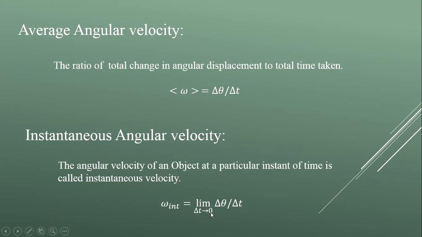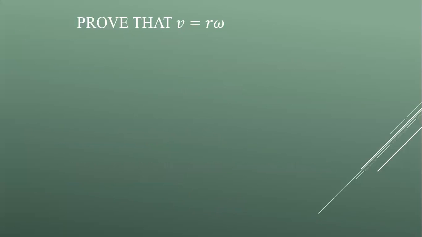t approaches to zero. Yani this time interval should be very small. टाइम इंटरवल बहुत कम होना चाहिए. Nearly approaches to zero, not equal to zero. So at this instant of time, the rate of change of angular displacement is called its instantaneous angular velocity. Now there is a relationship between linear velocity and angular velocity.